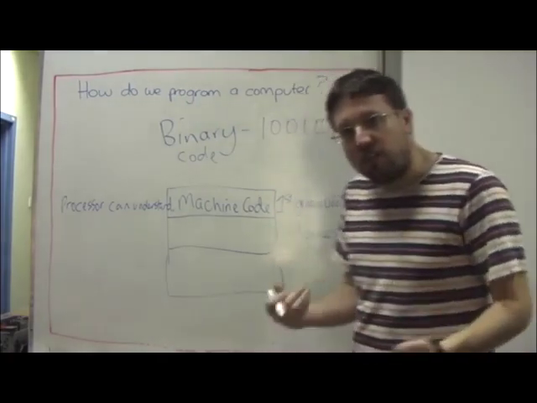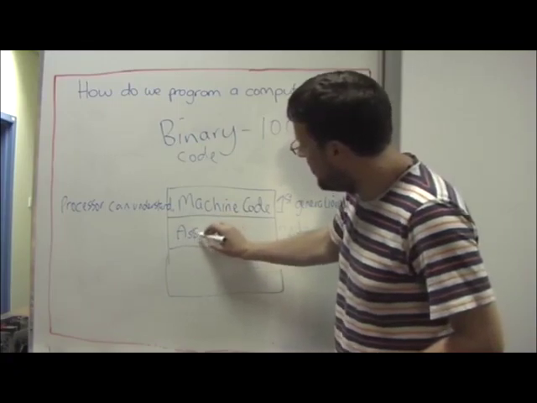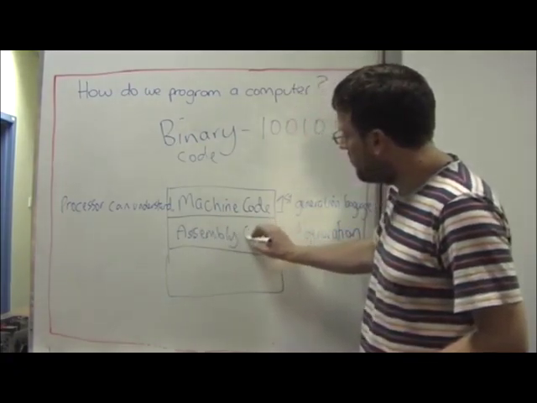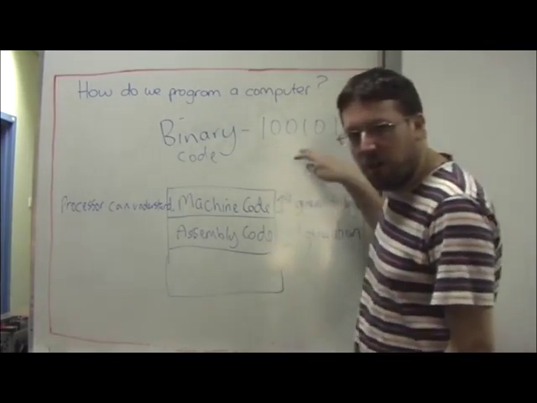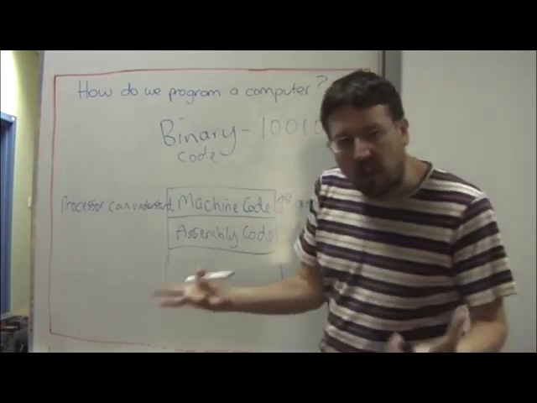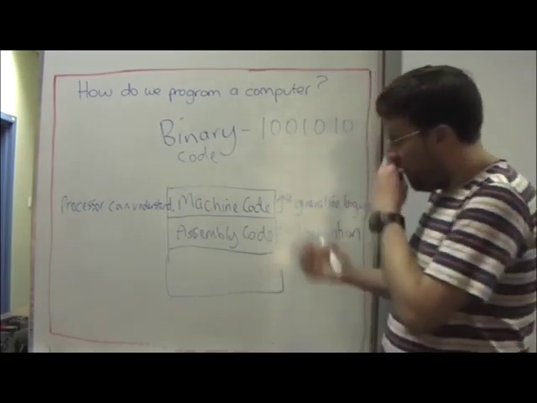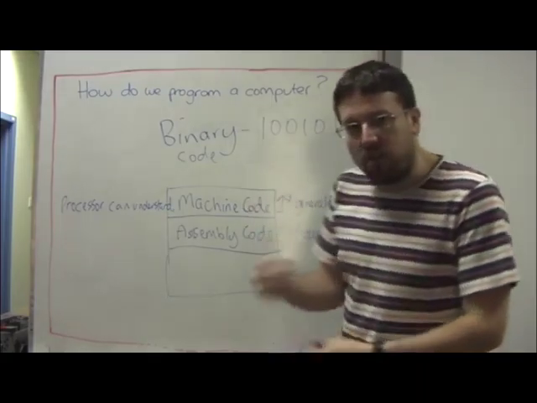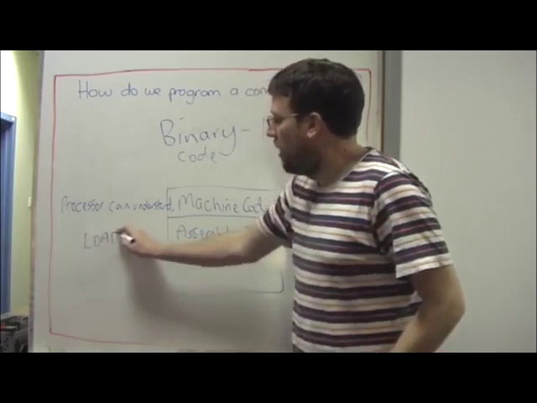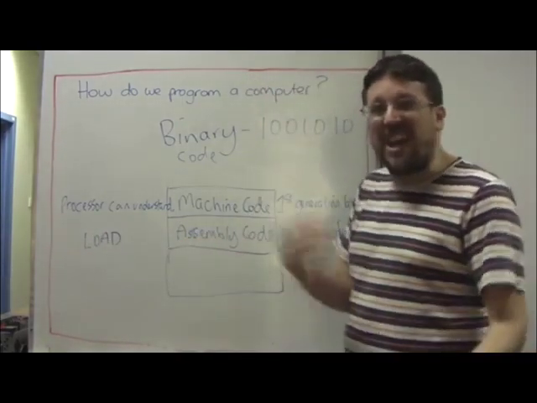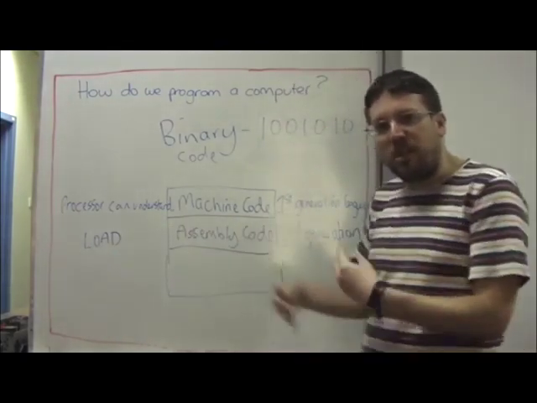That second generation language is called assembly code. Oops, sorry, I can't spell today. All assembly code did was take some of those ones and zeros and give them mnemonics, words that represented those binary codes. For example, we might take the binary code for load and replace it with the word load. That would be an assembly code instruction. We've just taken some binary codes and given them names, words to represent that binary code.